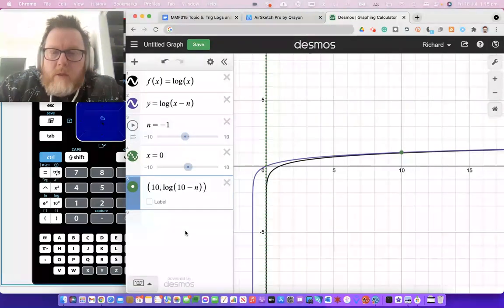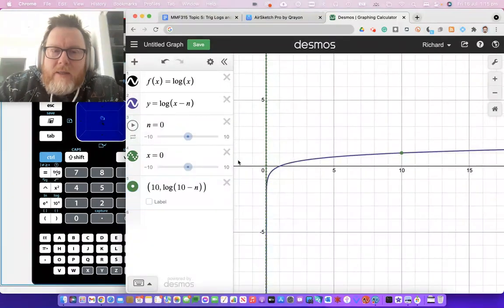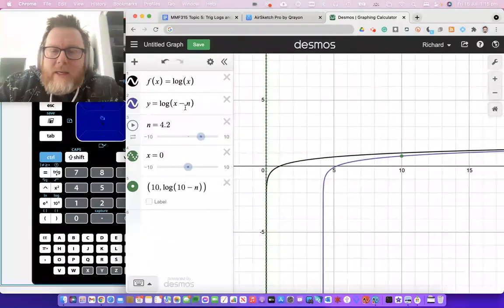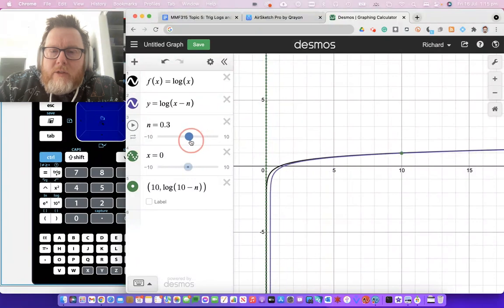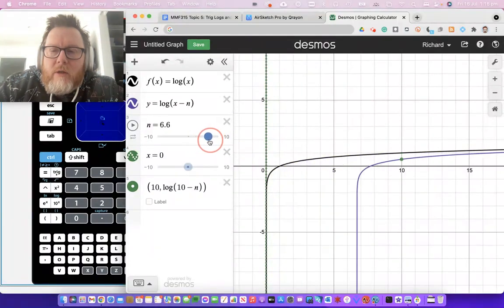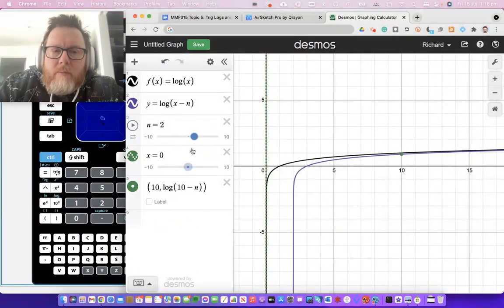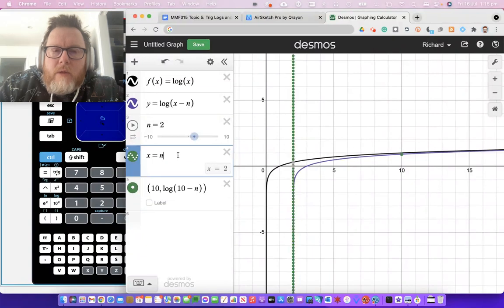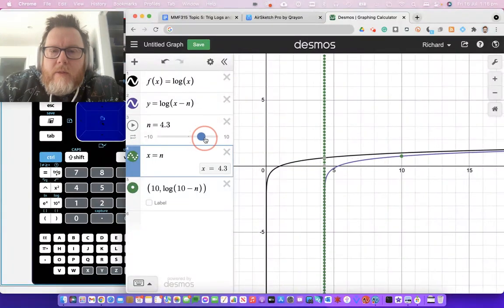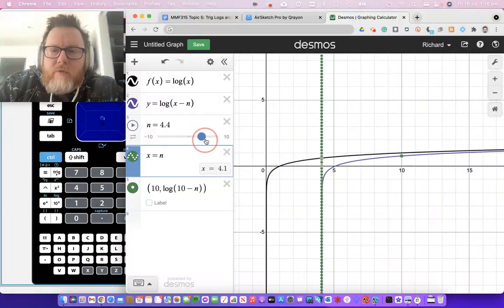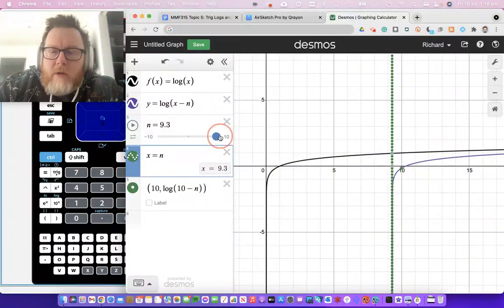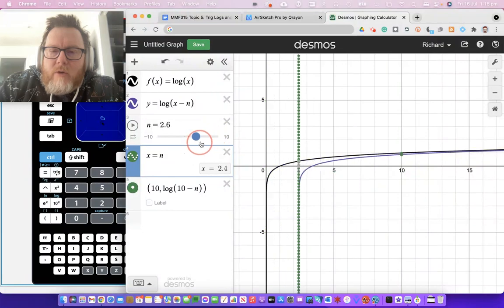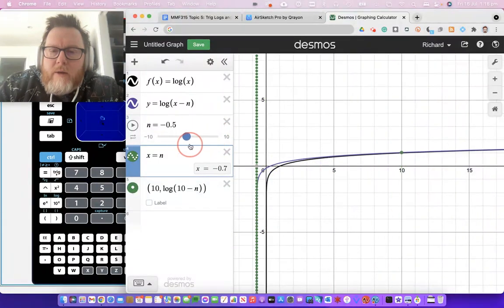Okay. So we'll go back to the base graph. In this case, we'll have n equal to 0 for the base graph. So they're both exactly the same. As I increase n, it goes to the right because we're subtracting n here. As I decrease it, it goes to the left as you expect. It looks like it's stretching, but it's not. And to illustrate this, I'm going to move the vertical asymptote as well. And you'll see now that it is simply just shifting across, like so. So it's the same graph, but the asymptote has just shifted it to the left or to the right.